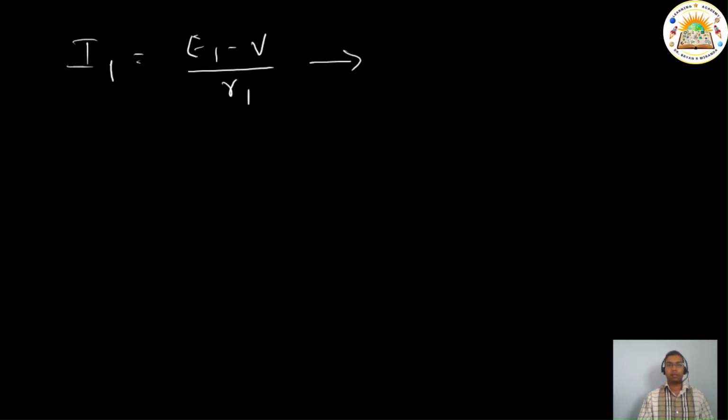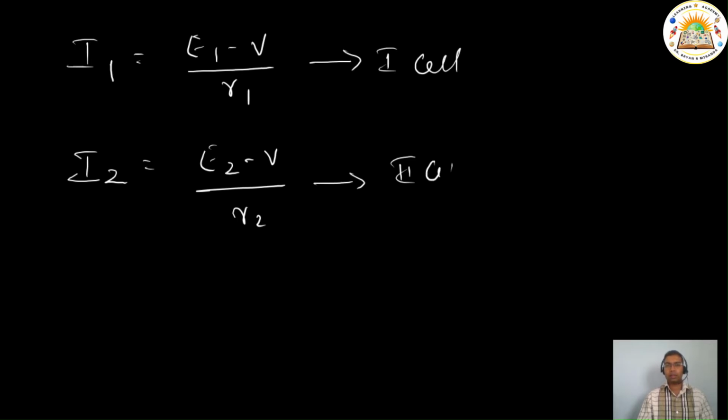This is for the first cell. Now if you see, points A and B are even connected to the second cell. So I can simply write I2 is equal to E2 minus V by R2 for the second cell. So this is when potentials VA and VB are present for this parallel circuit.